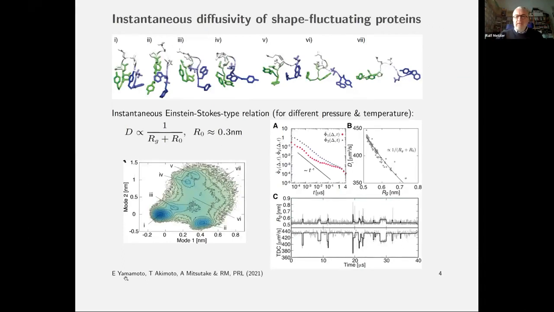Eiji Yamamoto, did I say it correctly? Okay. And you see that this protein can assume very, very different shapes. These shapes correspond to local minima of the potential landscape. These are generally not harmonic, but maybe one can approximate them as locally harmonic little potential wells. And the protein is able to move in this landscape and then have more extended configurations, more compact configurations.